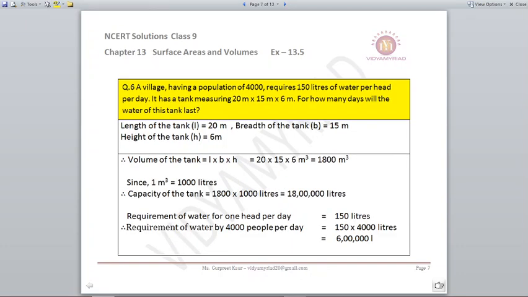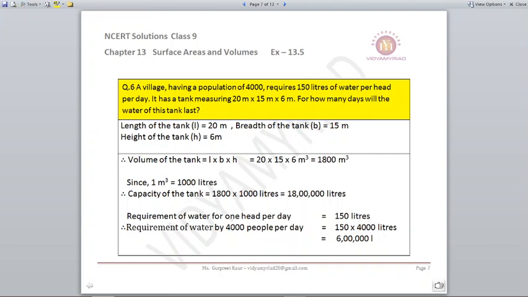Next question. A village having a population of 4,000 requires 150 liters of water per head per day. It has a tank measuring 20 meters into 15 meters into 6 meters. For how many days will the water of this tank last? So let us first write down what is given to us. For a tank, they are telling us the length, breadth and height. We can easily find out the volume of the tank, which comes out to be 1800 meters cube.